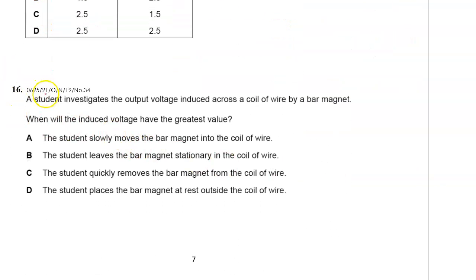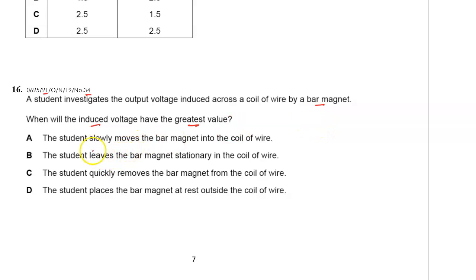Number 16, which is from 2-1, question number 34. We are told that a student investigates the output voltage induced across a coil of wire by a bar magnet. Of course, when will the induced voltage have the greatest value? Induced, this is how alternating currents are produced. A magnet moves within a coil, or a coil moves inside a magnet, and therefore EMF is going to be induced. So the induced voltage is directly proportional to the rate at which you turn the magnet.